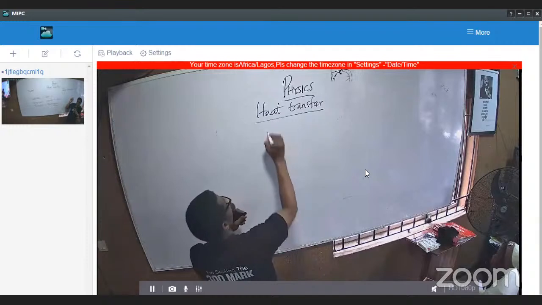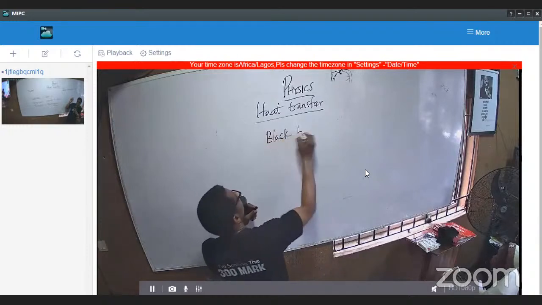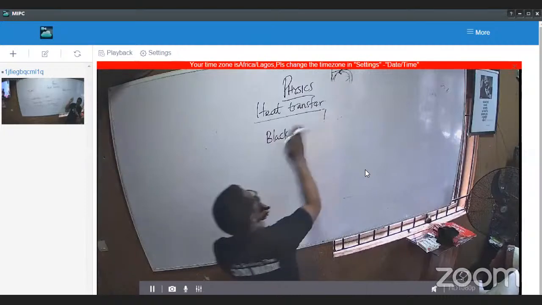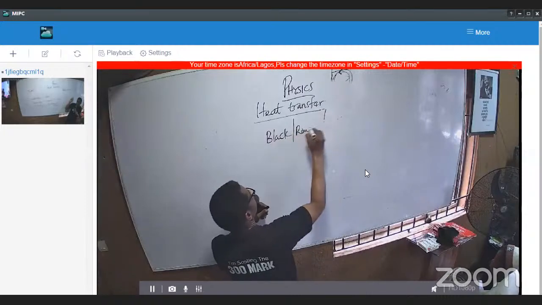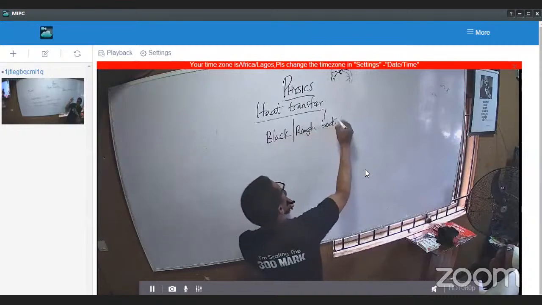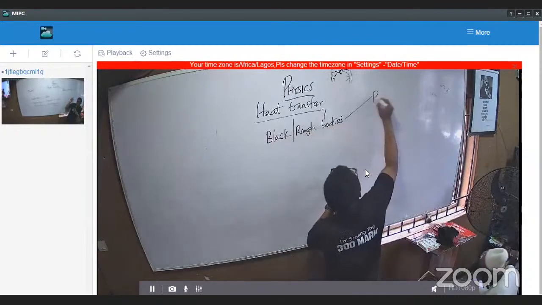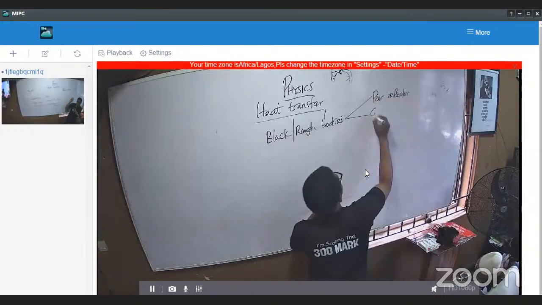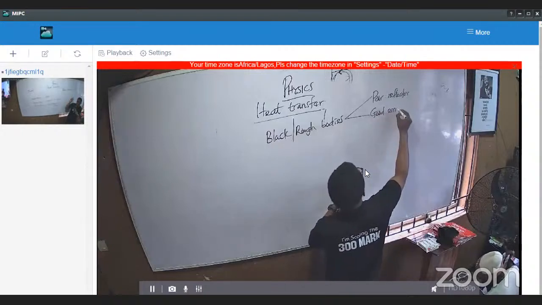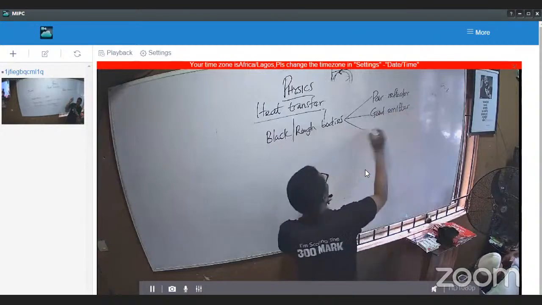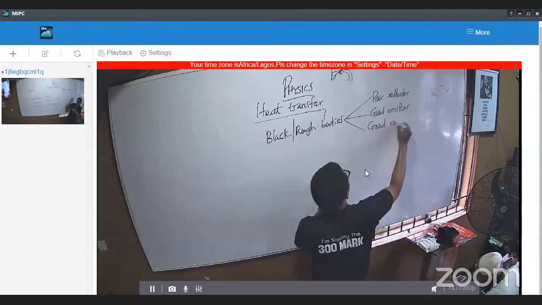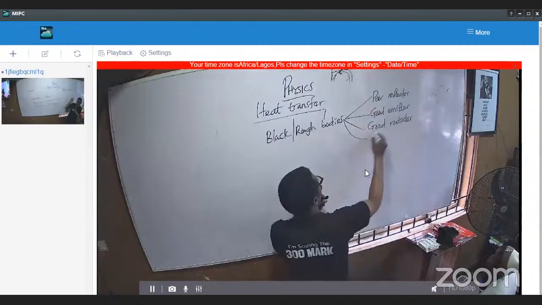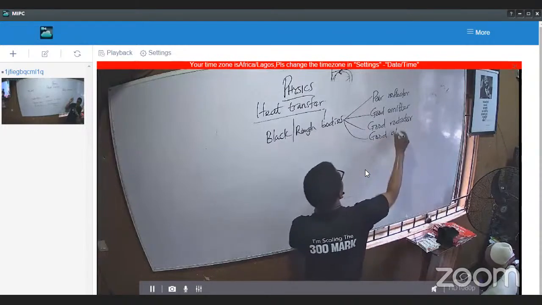Now, we have to remember that black, rough bodies have three major properties. Number one, they are poor reflectors of heat. They are good emitters, they can emit heat, and of course they are good radiators. Emitter and radiator are almost the same. They are also good absorbers, so they can absorb heat.